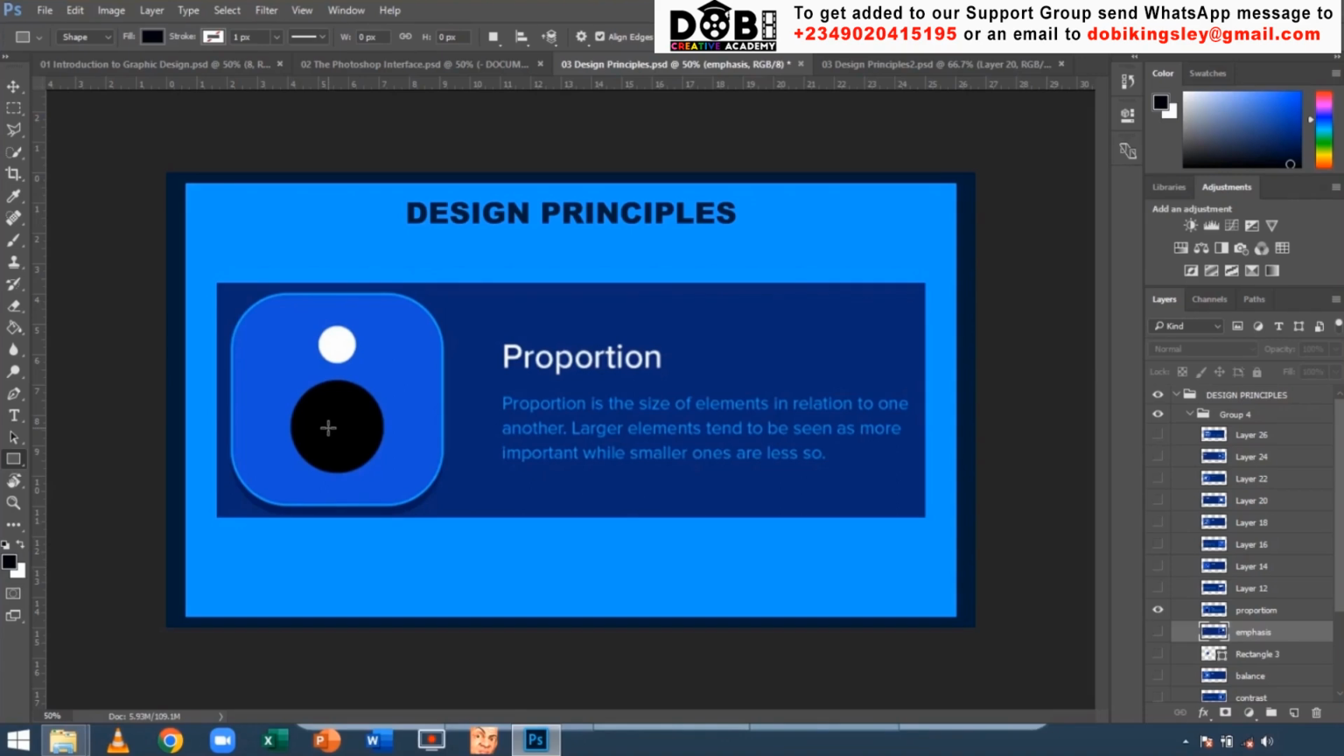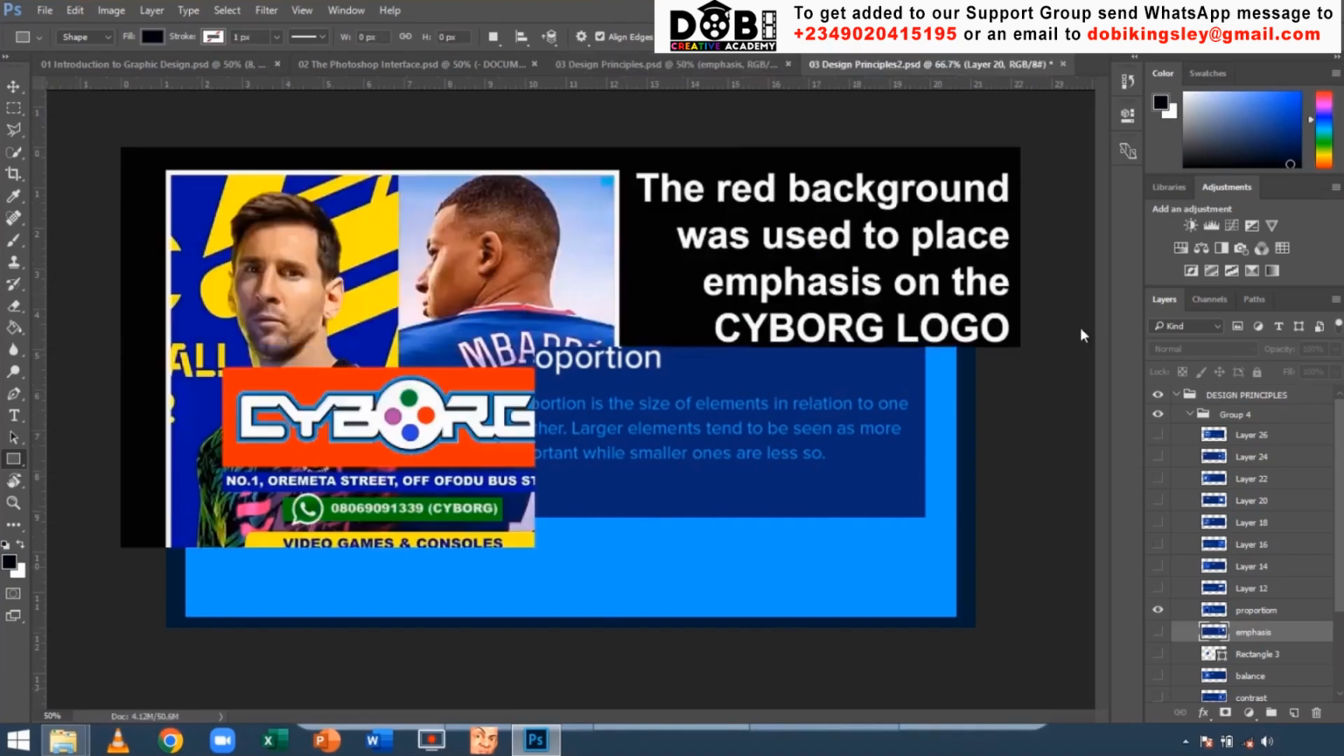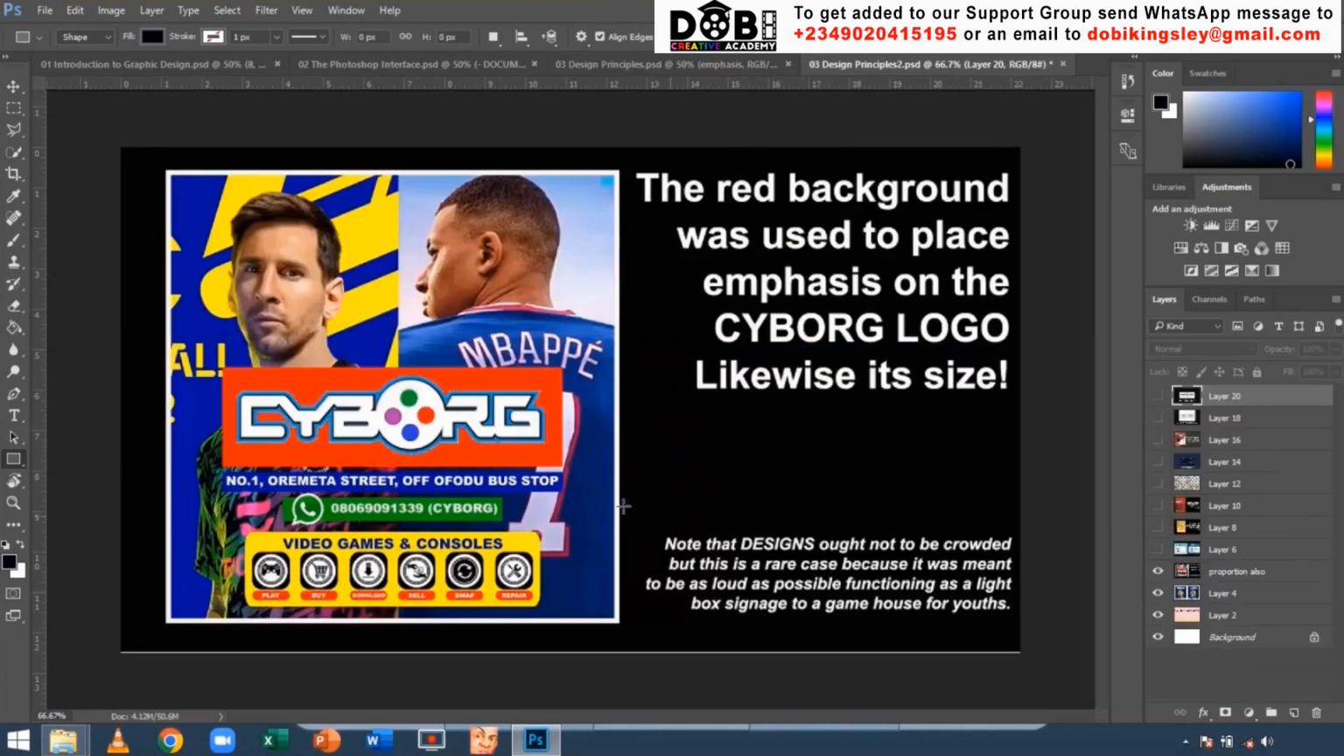I'm already going overboard talking about another principle, but yes, proportion is all about size. I think that is self-explanatory. You can also see that the size of the Cyborg logo here was used to emphasize, to show that, yes, this is very important.